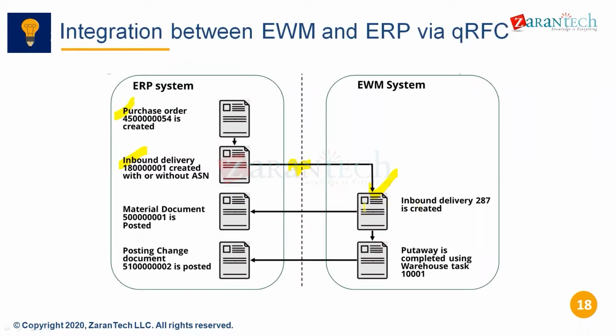So the inbound delivery is created, and as soon as it is saved and we post a goods receipt, a material document is posted in EWM, which will then go and update the ERP system. So again, a message goes from EWM to ERP.